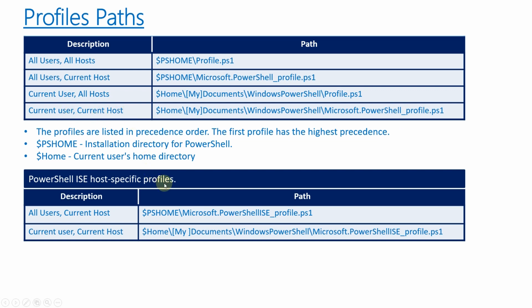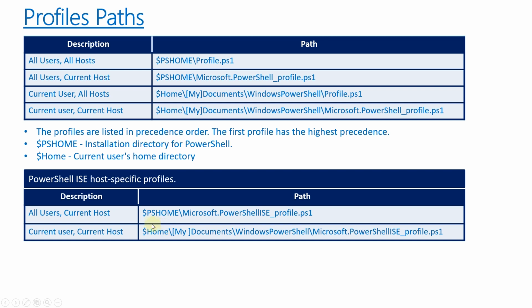PowerShell also creates profiles for any application which uses PowerShell. For example, when we use the PowerShell ISE, it will also create host-specific profiles. PowerShell ISE will create two types of profile. One profile will be applicable to all users and the current host, and the second profile will be available to the current user and current host. So the current user, current host profile path will be like this.